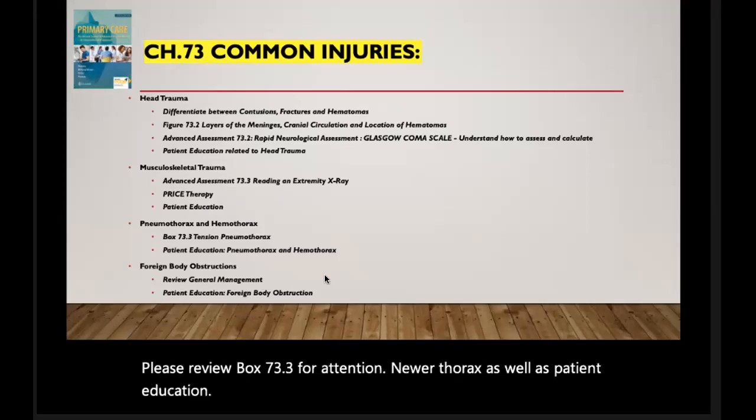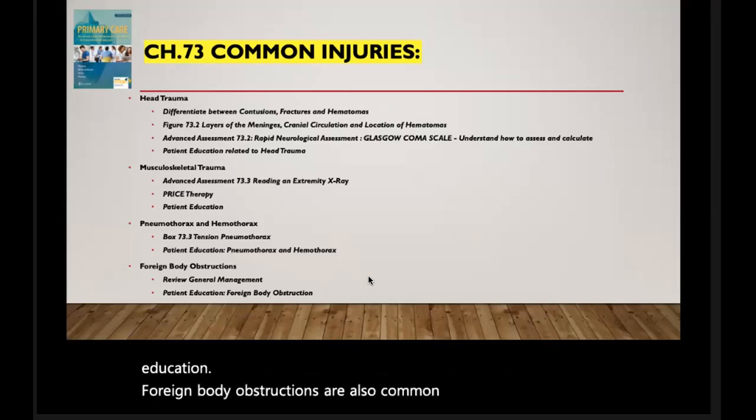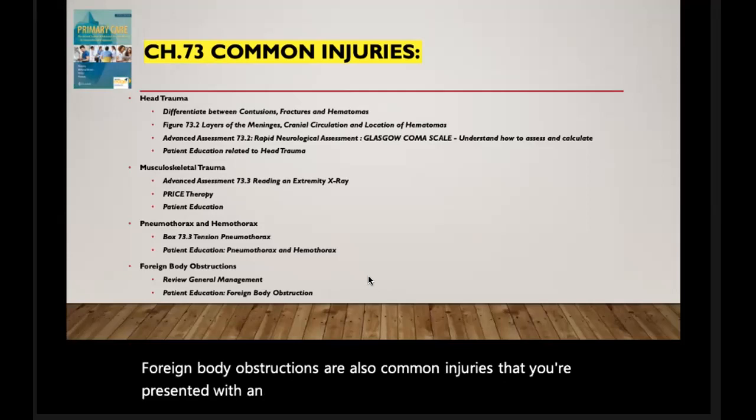Foreign body obstructions are also common injuries that you're presented with in urgent care. You need to make sure you're reviewing general management and patient education.